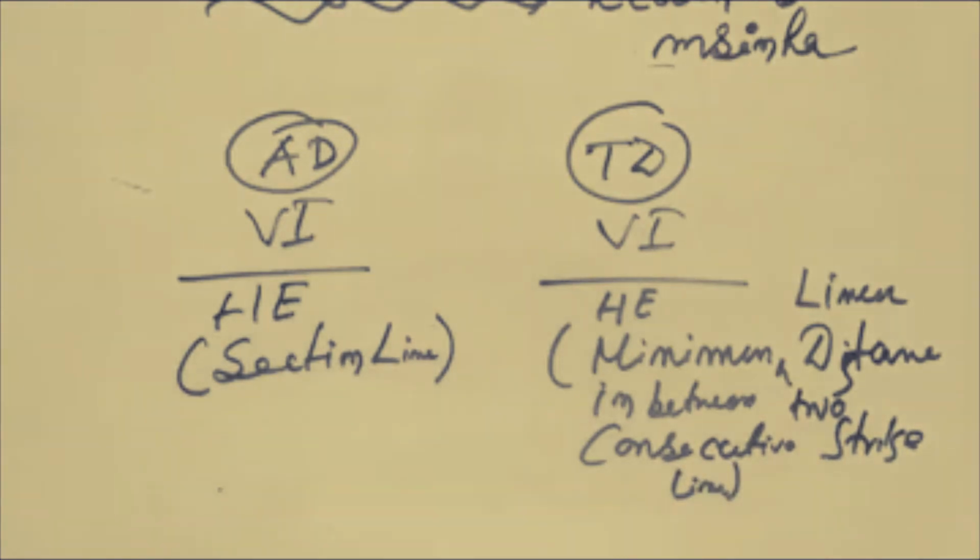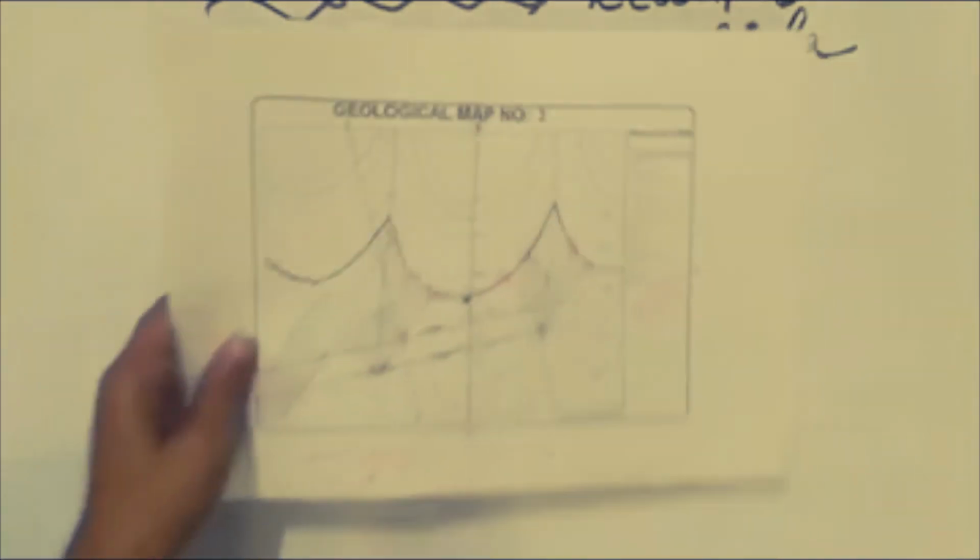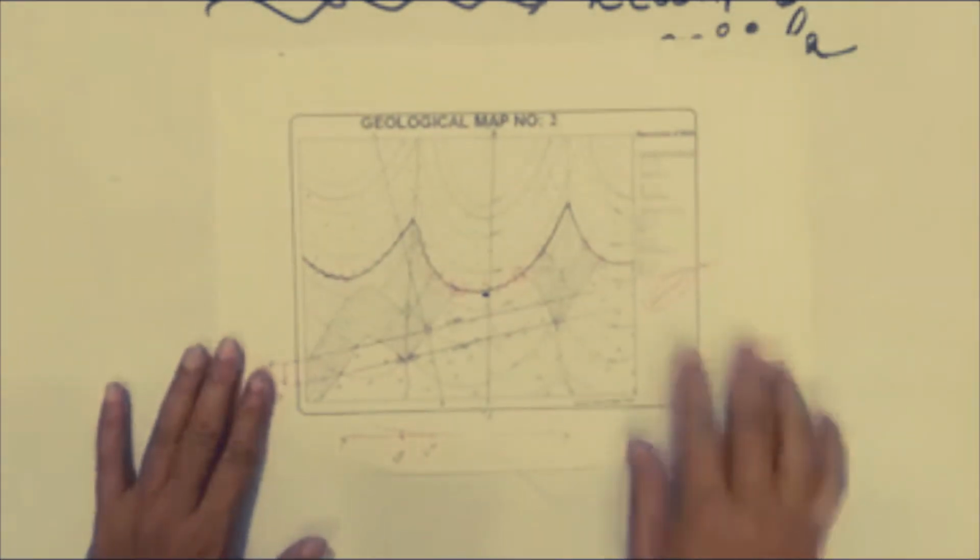This is the basic difference between the true dip and apparent dip. I think you can get a clear idea with the help of this lecture. You can easily draw and interpret a geological map. Suppose this is a geological map.